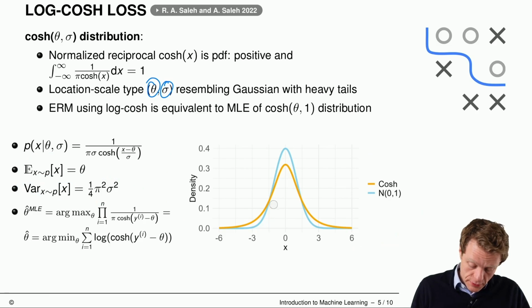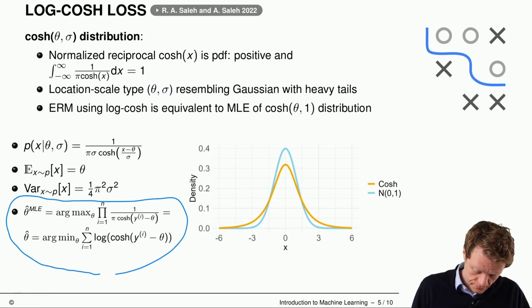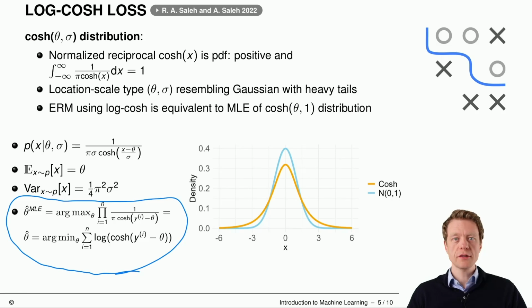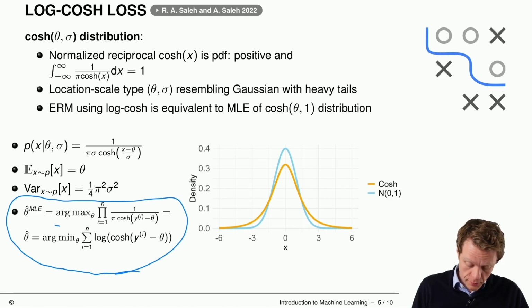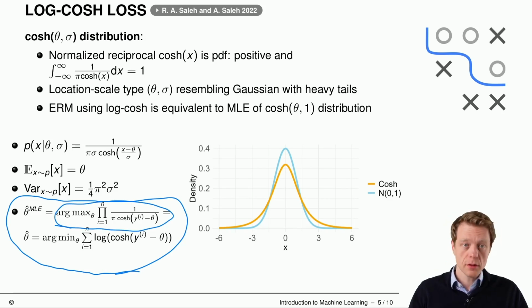Okay, and now to the connection between maximum likelihood and empirical risk minimization, because if we use this density now, let's just set sigma to 1 for a moment, and then we want to do maximum likelihood estimation, so then we have to come up with the argmax of the product of all these density functions or likelihoods.